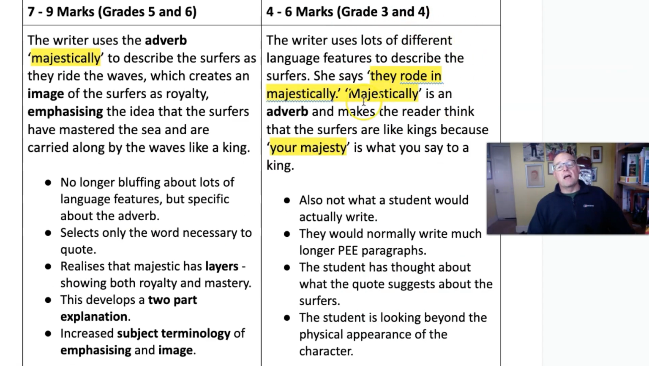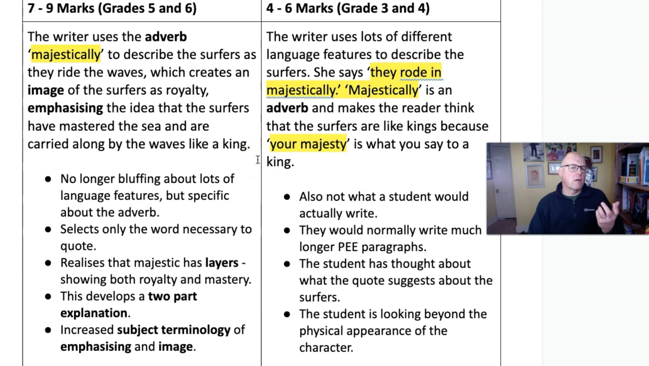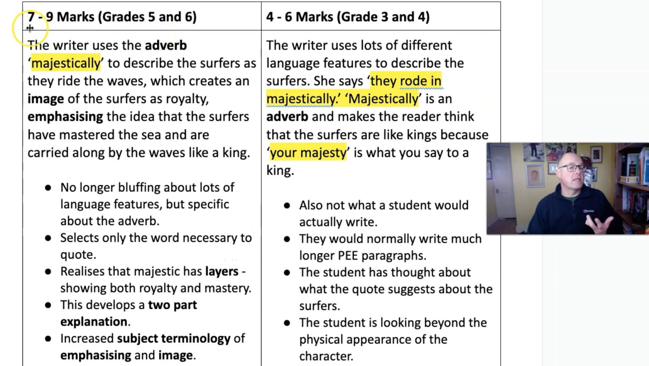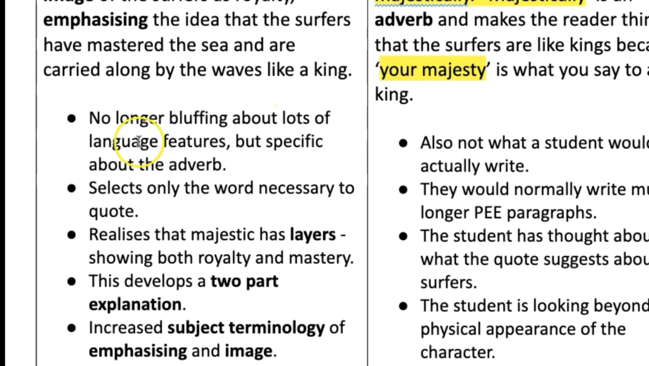So I've now moved that answer up here so you can see it compared to a grades 5 and 6 answer, worth between 7 and 9 marks. The writer uses the adverb majestically to describe the surfers as they ride the waves. So a little bit of extra detail. They're not majestic just because they're on a surfboard. It's the way they ride the waves that makes them appear majestic, which creates an image of the surfers as royalty.